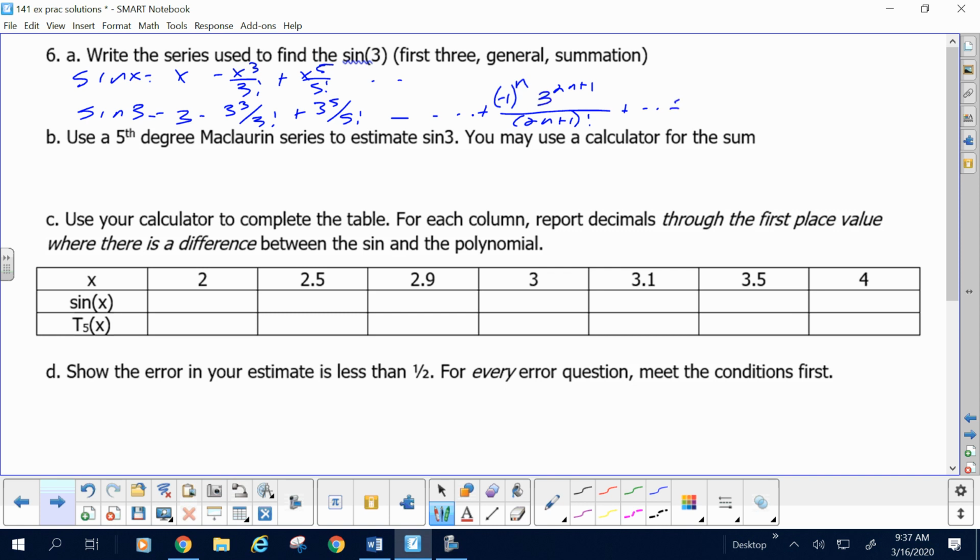In summation notation, it would be just like that: negative 1 to the n times 3 to the 2n plus 1 over 2n plus 1 factorial. Okay? All right. If I used a 5th degree Maclaurin estimate of sine of 3, then it's the same through 5th degree. So it would be the sum of those, which I had was 21 over 40.